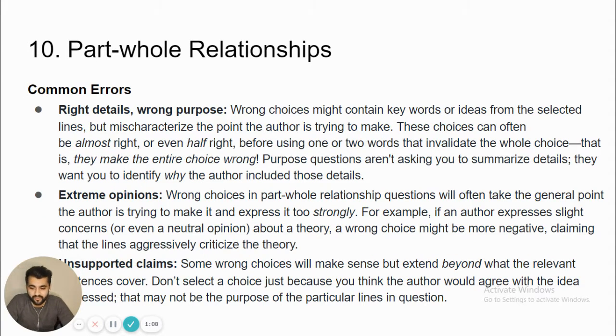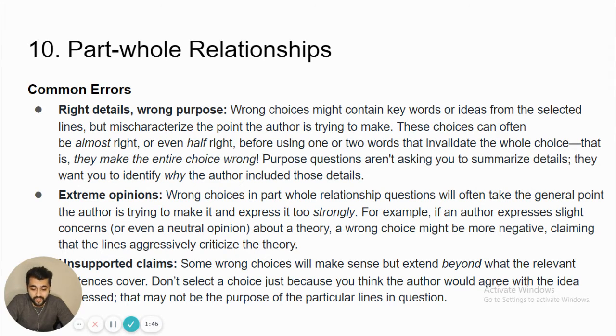So, what are the common errors? Number one, right detail, wrong purpose. Wrong choices might contain keywords or ideas from the selected lines, but mischaracterize the point the author is trying to make. These choices can often be almost right or even half right before using one or two words that invalidate the whole choice. That is, they make the entire choice wrong. Purpose questions aren't asking you to summarize details, they want you to identify why the author included those details.